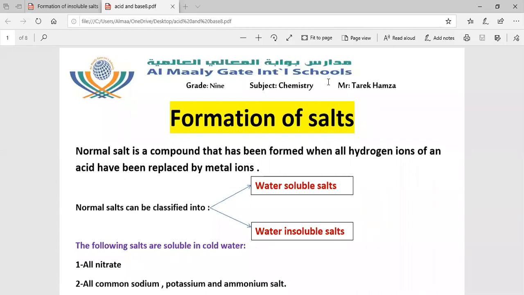Normal salt is a compound that has been formed when all hydrogen ions of an acid have been replaced by metal ions. This means salt. Again, salt is a compound that has been formed when all hydrogen ions of an acid have been replaced by metal ions.